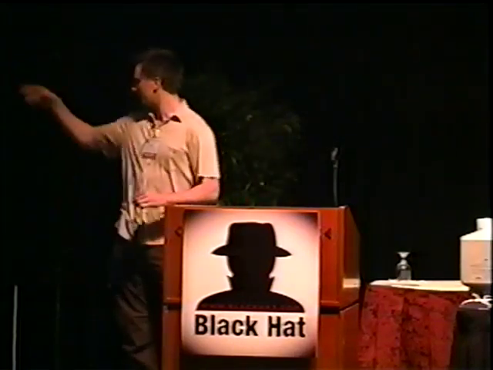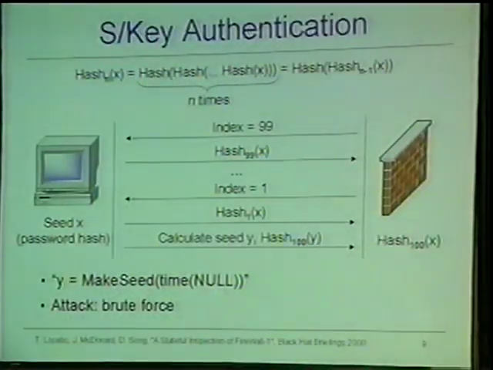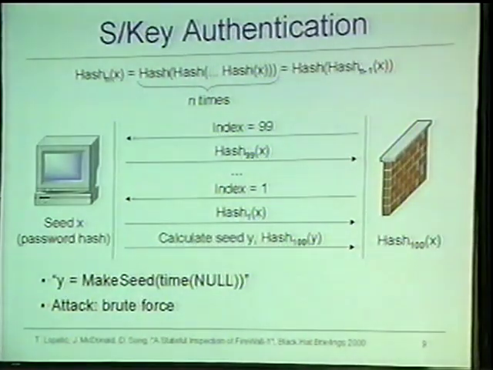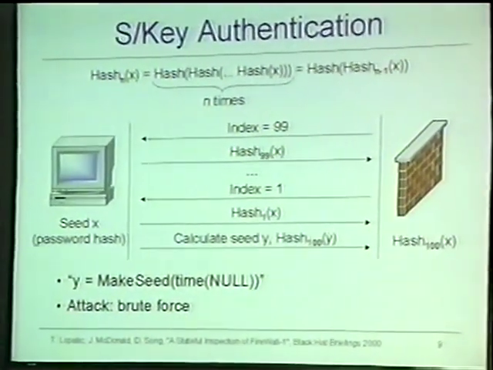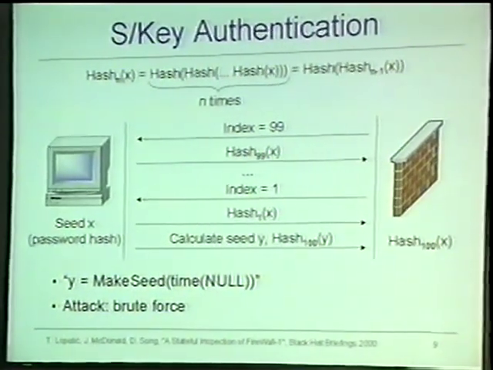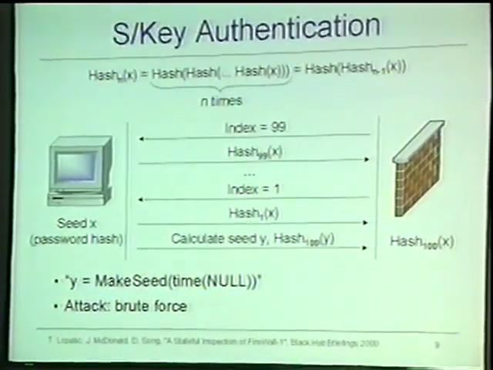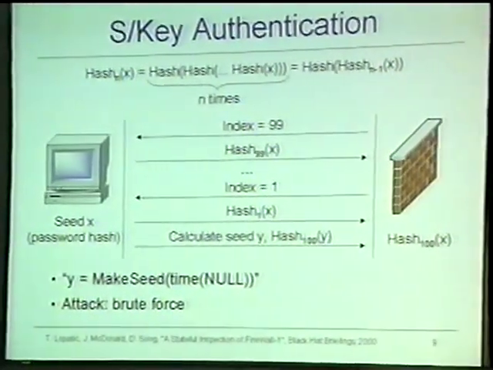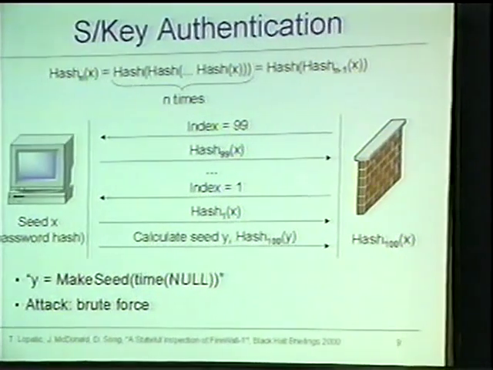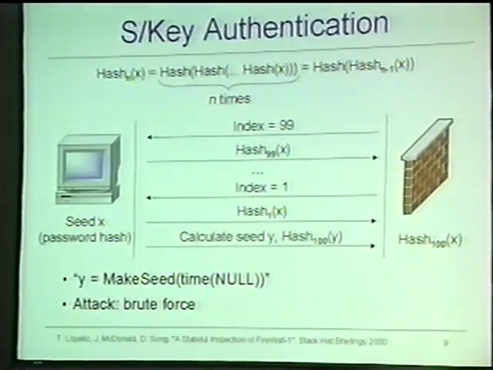The authentication peer on the left-hand side calculates a new seed Y, calculates hash 100 of Y, and transmits this to the firewall, to the filtering module. So the filtering module now knows hash 100 of a new seed and is able to verify hash 99 of the new seed, hash 98 of the new seed. So what we end up with is a new S-key chain.